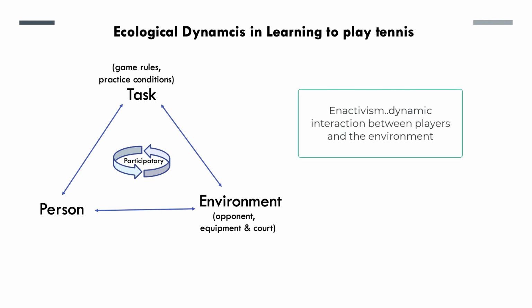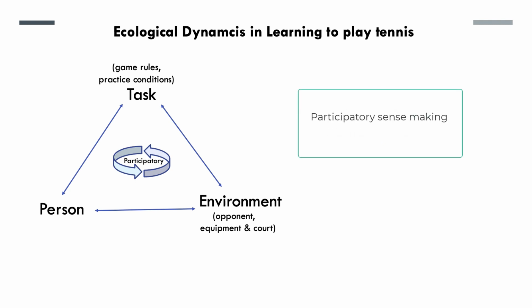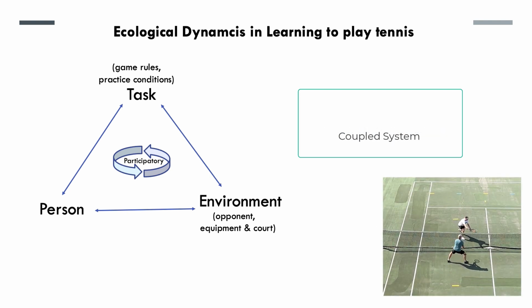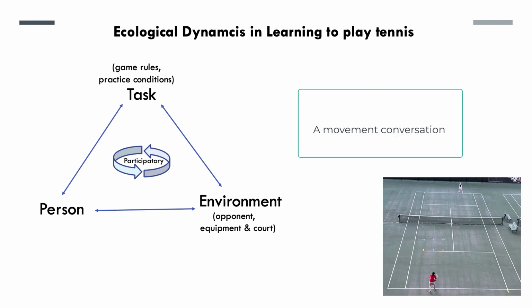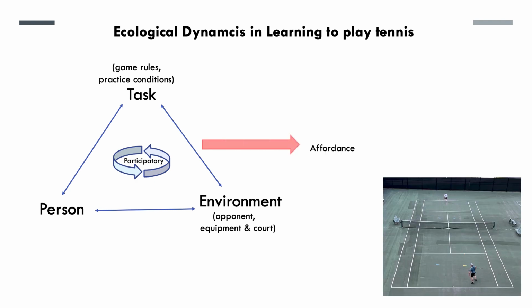A cognitive theory of learning called enactivism, related to research on artificial intelligence, refers to this as a participatory sense-making process, a movement conversation. Cognitively engaged individuals become part of a coupled system. For tennis players in a game, each point is a learning experience, a movement conversation, as they strive to gain advantage, continuously testing each other, adapting to each other, developing more refined skills.